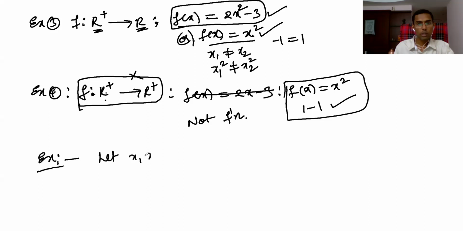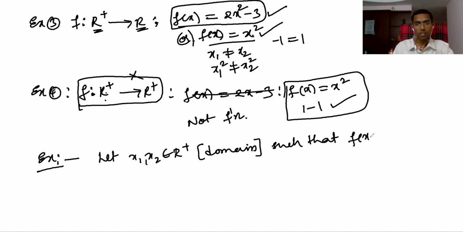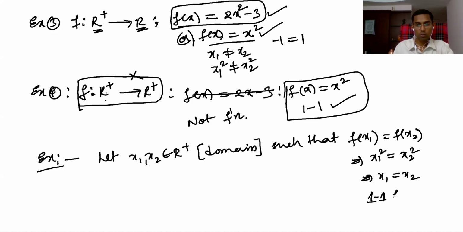Let x1 comma x2 belong to R plus, the domain, such that the images are equal. If images are equal, then what will happen? x1 square equal to x2 square. That implies x1 equal to x2 you will get. Therefore, it is a 1-1 function. What does it mean? Instead of taking not equal, you can take that the images are equal. If images are equal, then the elements also become equal.